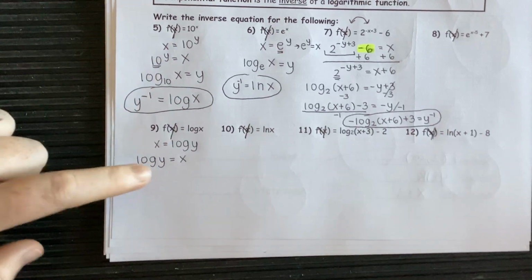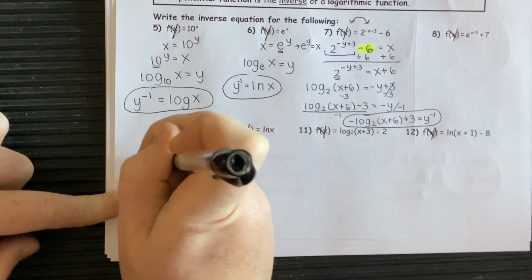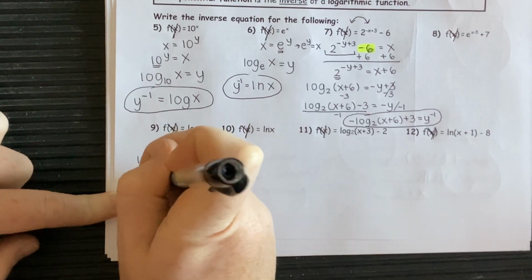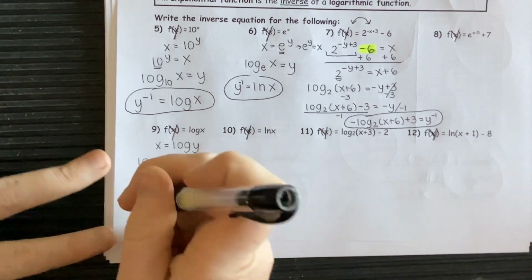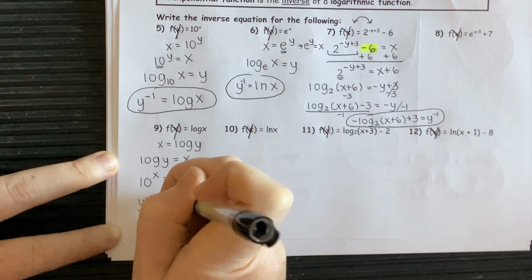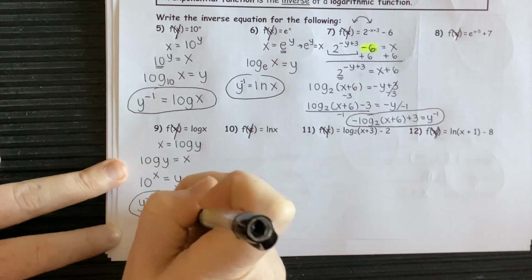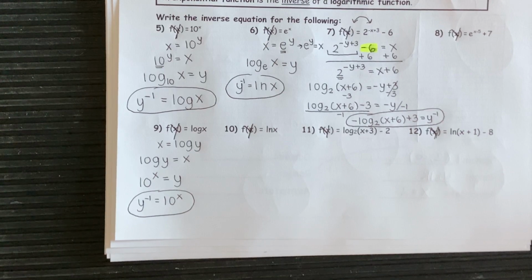So if I don't see my base, I know that this is base 10. And then these play flip-flop. So x equals y. Again, we're not going to leave it as y. We're going to write that this is y prime is equal to 10 to the x power. Number 10, you should be able to do on your own too.